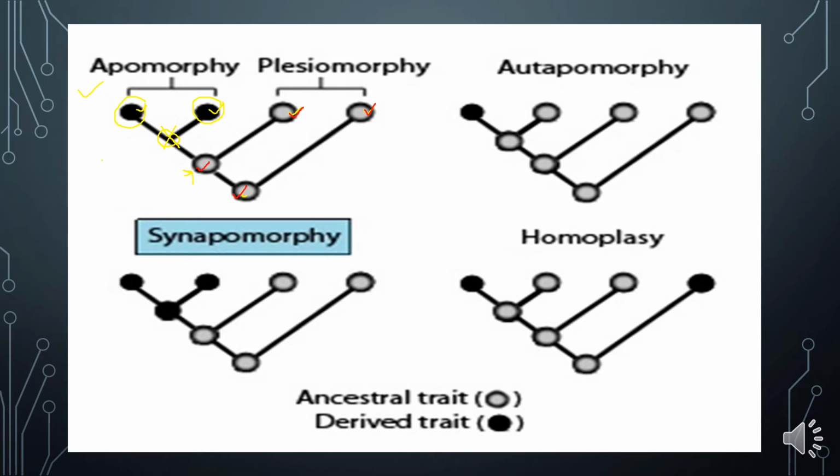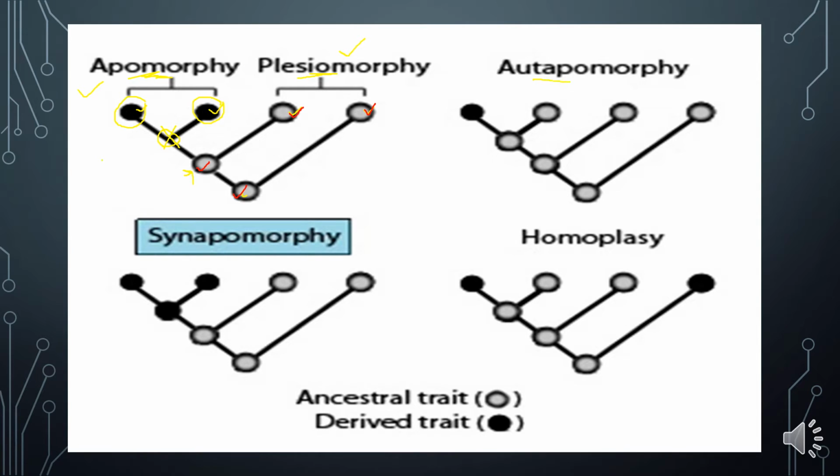that type of similarity is called apomorphy. And where taxa have the same character as their common ancestor, this is called plesiomorphy. So this is apomorphy and this is plesiomorphy.